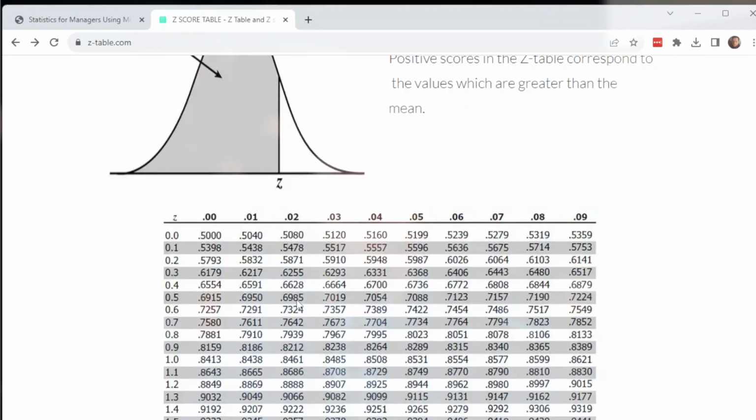Ask your professor or your teacher how they would want you to handle a situation like this, where they're very close, kind of right in the middle. Some people will have you take the average of the two. I'm not going to worry about that today. We're just going to take the lowest, or the one that's closest, which is the 0.6985, which is a z-score of 0.52. So a z-score of 0.52.